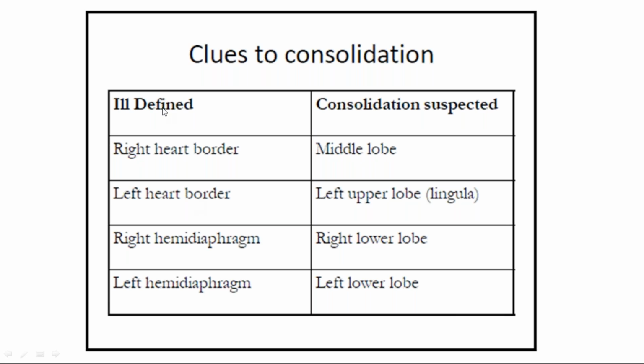If the left heart border is ill-defined, it is a lingular consolidation. If the right hemidiaphragm is not clearly shown, it is a right lower lobe. If the left hemidiaphragm is not clearly shown, it is the left lower lobe. Those are simple rules to remember. Always just take a screenshot and remember this. Okay.